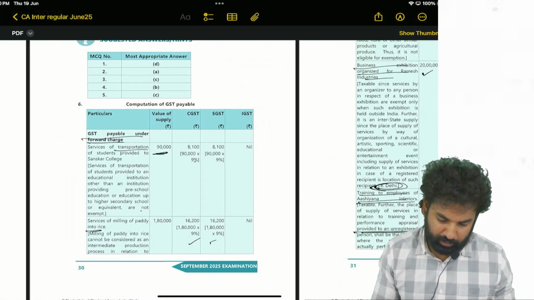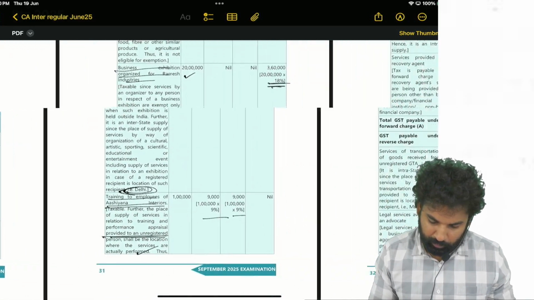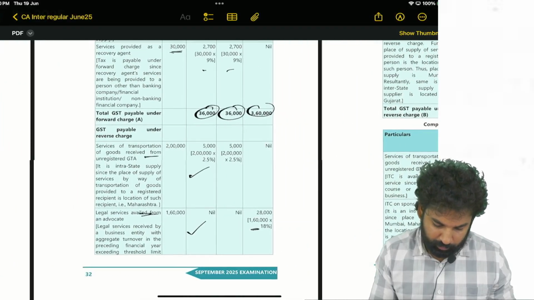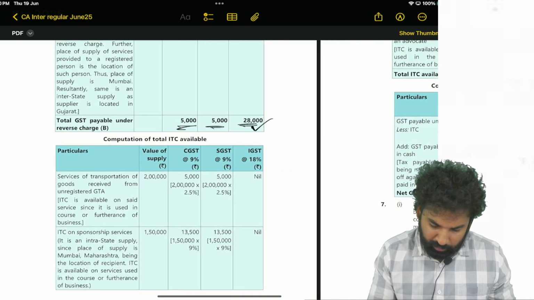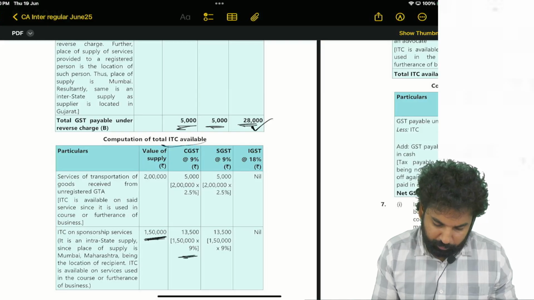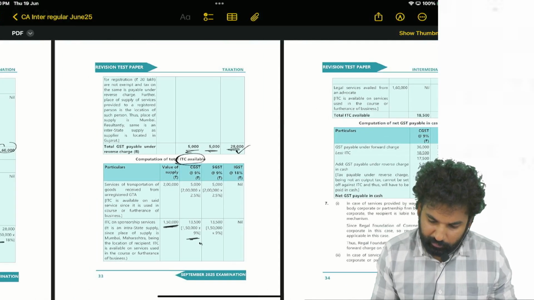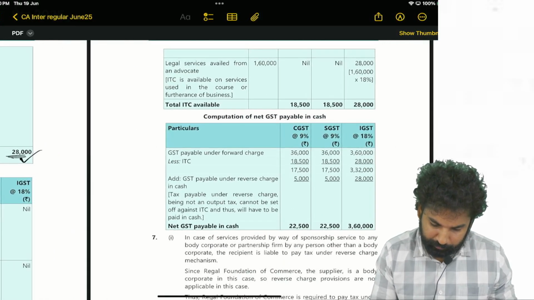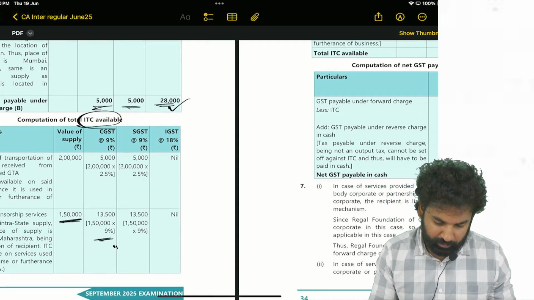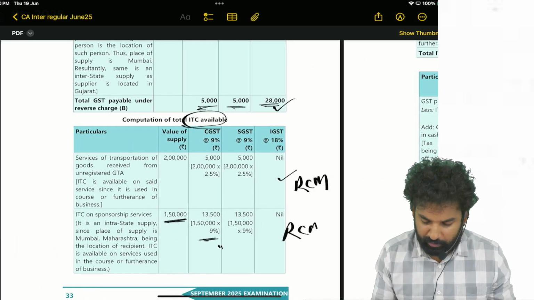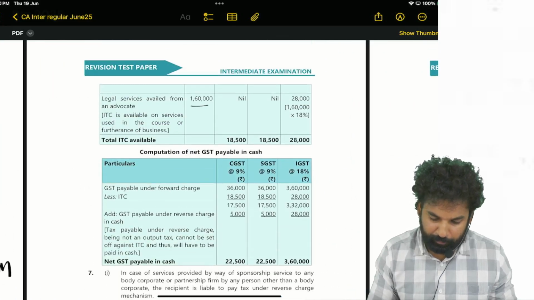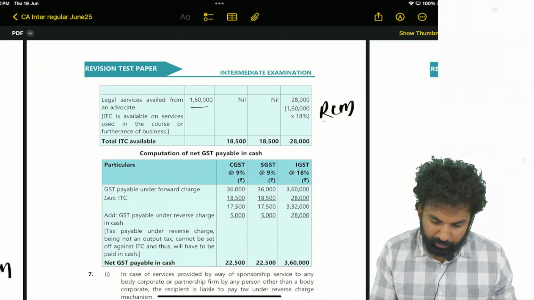Reverse charge mechanism has to be taken. That's why, see here, GST payable under reverse charge is added, and ITC sponsorship services also has to be added. For computation of ITC, they have added, correct? For computation of ITC they have taken how many? This is RCM ITC taken, this is RCM ITC taken, this is RCM ITC taken, correct?